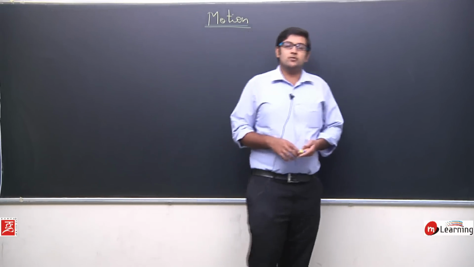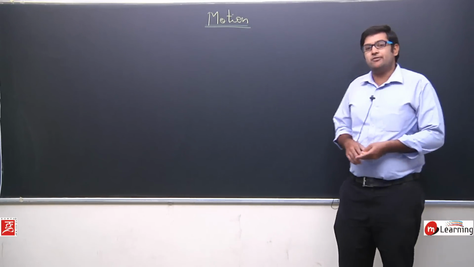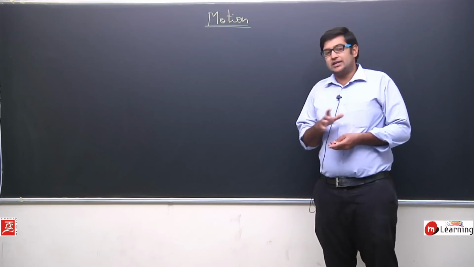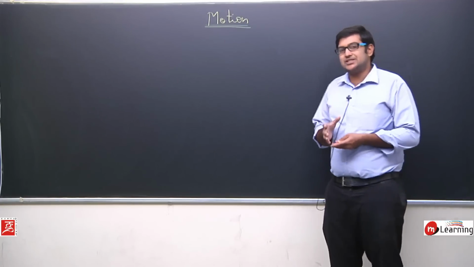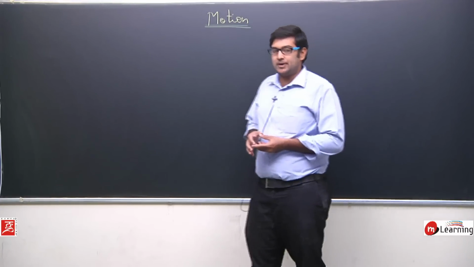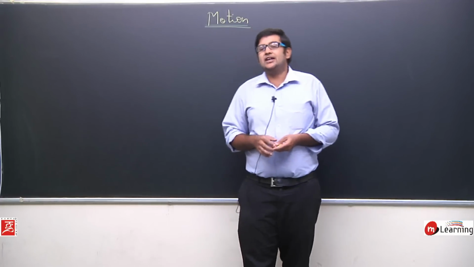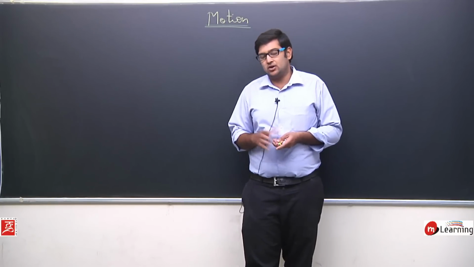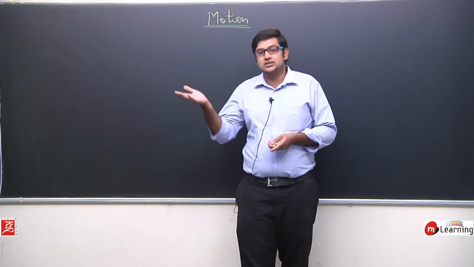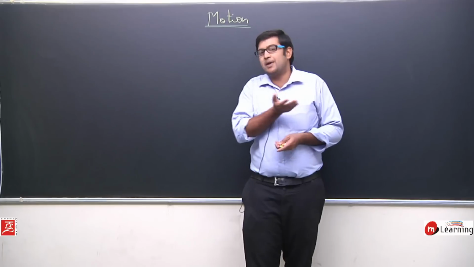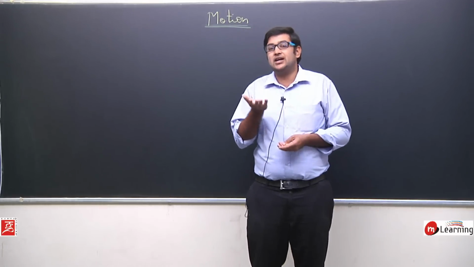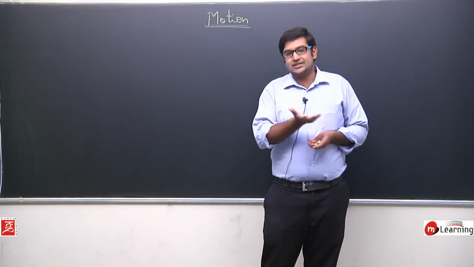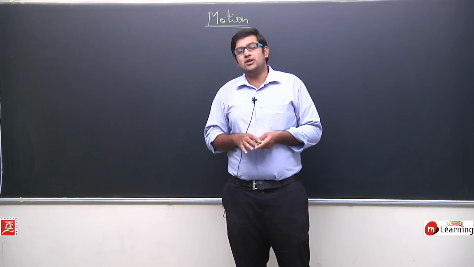Hello friends. So we were discussing the distance time graph and we have discussed two cases. One is when the object is at rest, when its position is not changing with respect to a reference point. In that case, the distance time graph is a straight line parallel to the horizontal axis, or the x axis, or the time axis, because on the x axis we plot the time.